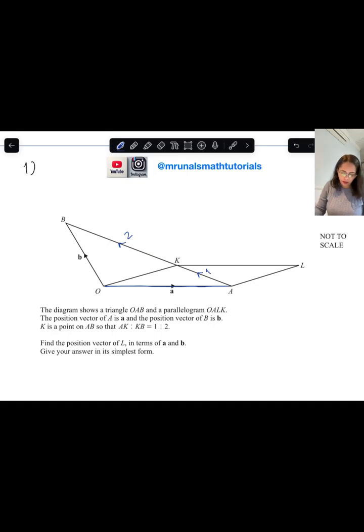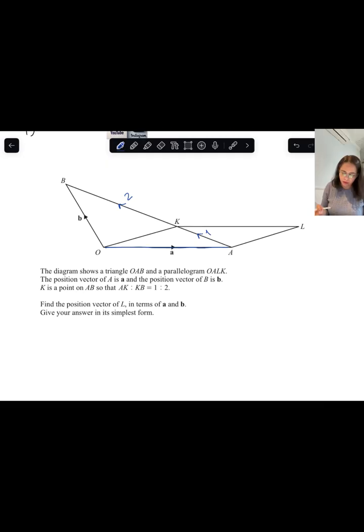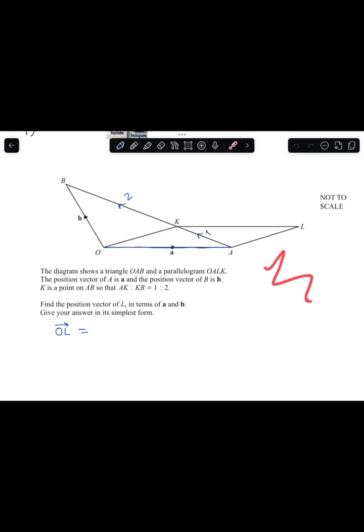All right, so find the position vector of L in terms of a and b, in simplest form. So we need to find the position vector of L. That means we need to find OL. What is the vector OL? Position vectors always start from the origin. So that is going to be OL, and we need to think what path OL will take.